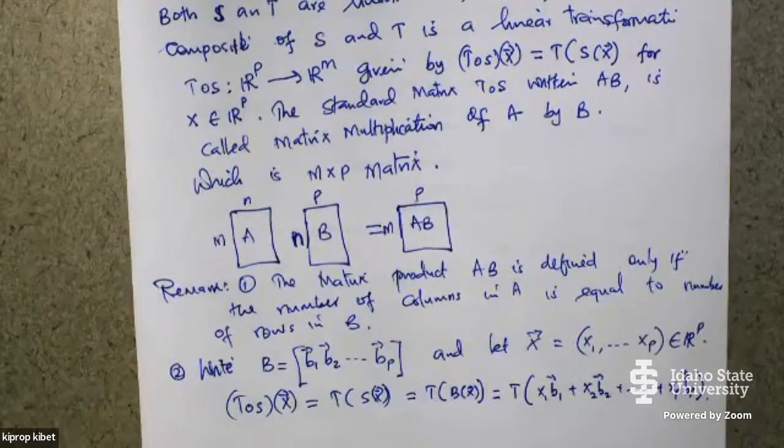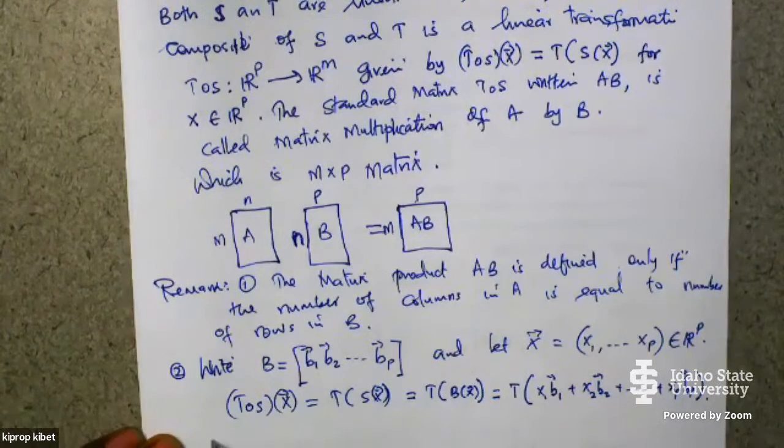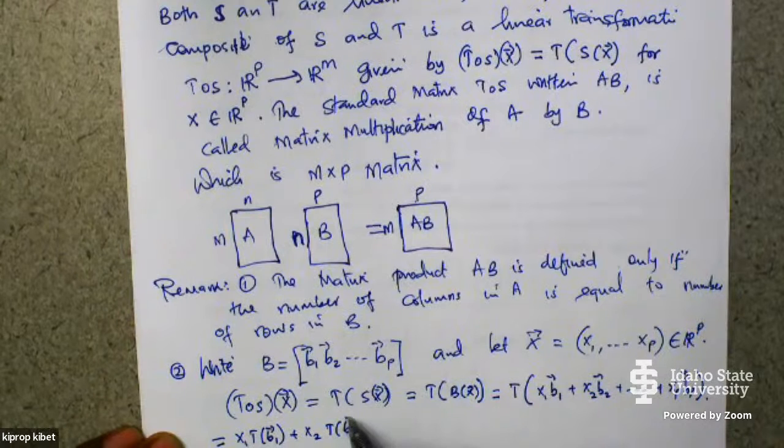Now, when you put back the transformation there, when you put T inside, this is equal to X1 T of B1 plus X2 T of B2 plus, all the way to, XP T of BP.